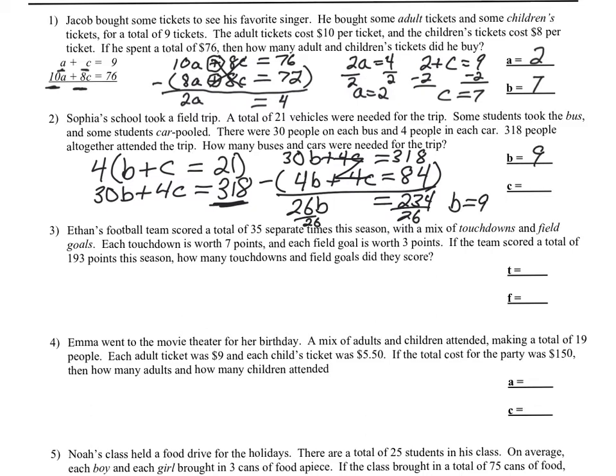If there are 9 buses and 21 vehicles total, it's a simple subtraction problem, because the number of buses plus the number of cars is equal to 21, so I just take 21 and subtract 9, and I get 12. So 12 cars went and 9 buses went. Okay, next one.